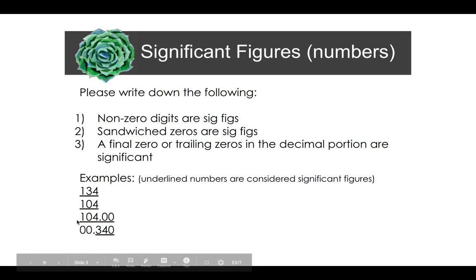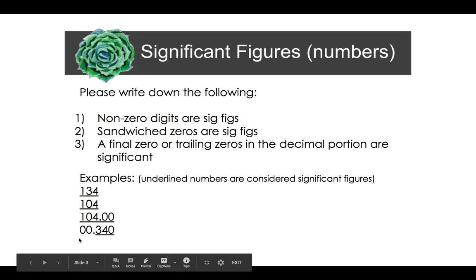Next example, we have the number 104.00. So if you get this number 104.00 in your calculator, we're going to see we have two digits that are not zeros, so we know those are going to count in accordance with rule number 1. This sandwiched zero is going to count in accordance with rule number 2. And lastly, these zeros that follow after the decimal point are going to be considered significant as well, and those are following rule number 3.